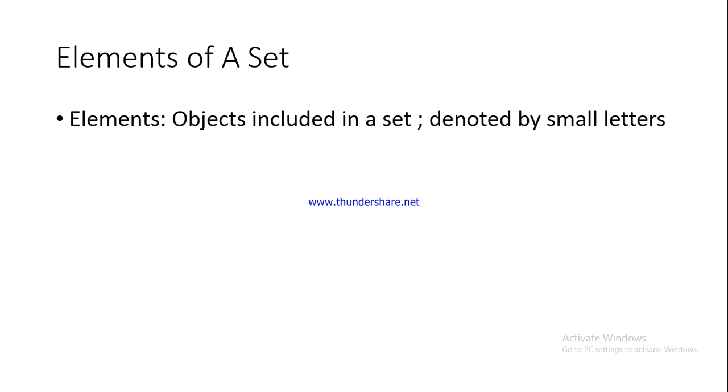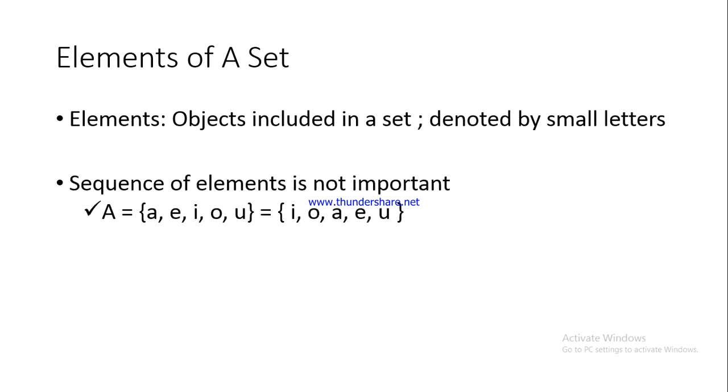Now let us talk about the elements of a set. Objects which are included in a set, they are the elements of that particular set, and we denote them by small letters. Please bear this in mind. The set is denoted using the capital letter, while the elements of that particular set or of any set are denoted using the small letters. Another point which you have to take into account is that sequence of elements is not important. In which sequence the elements have been placed in the set is just not at all important.